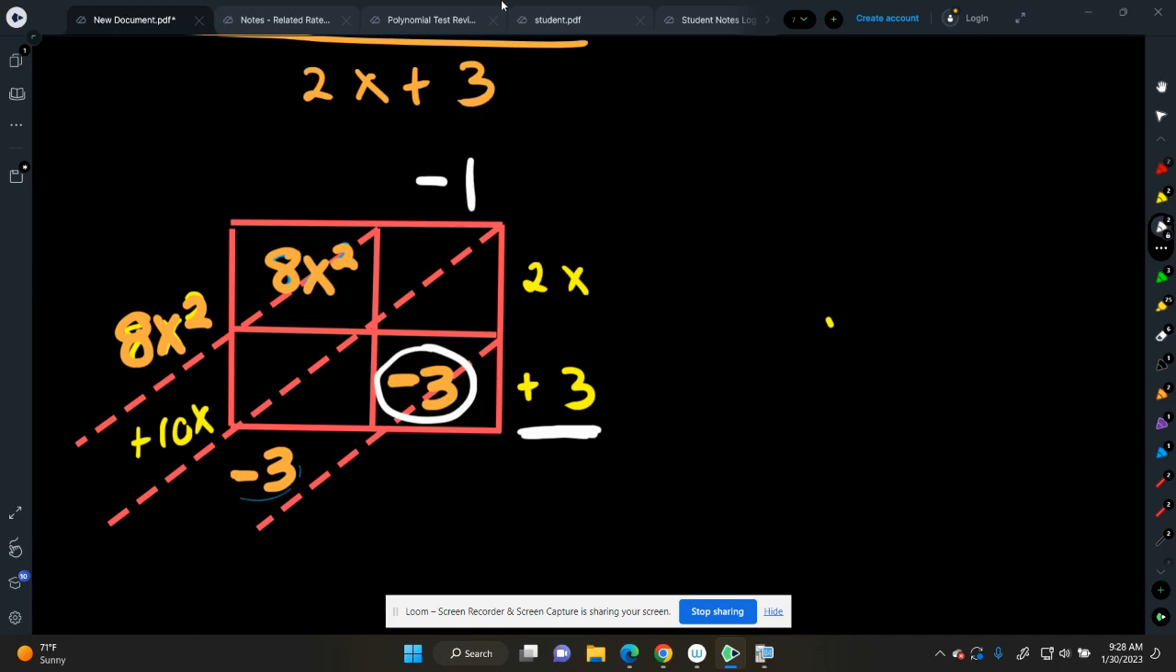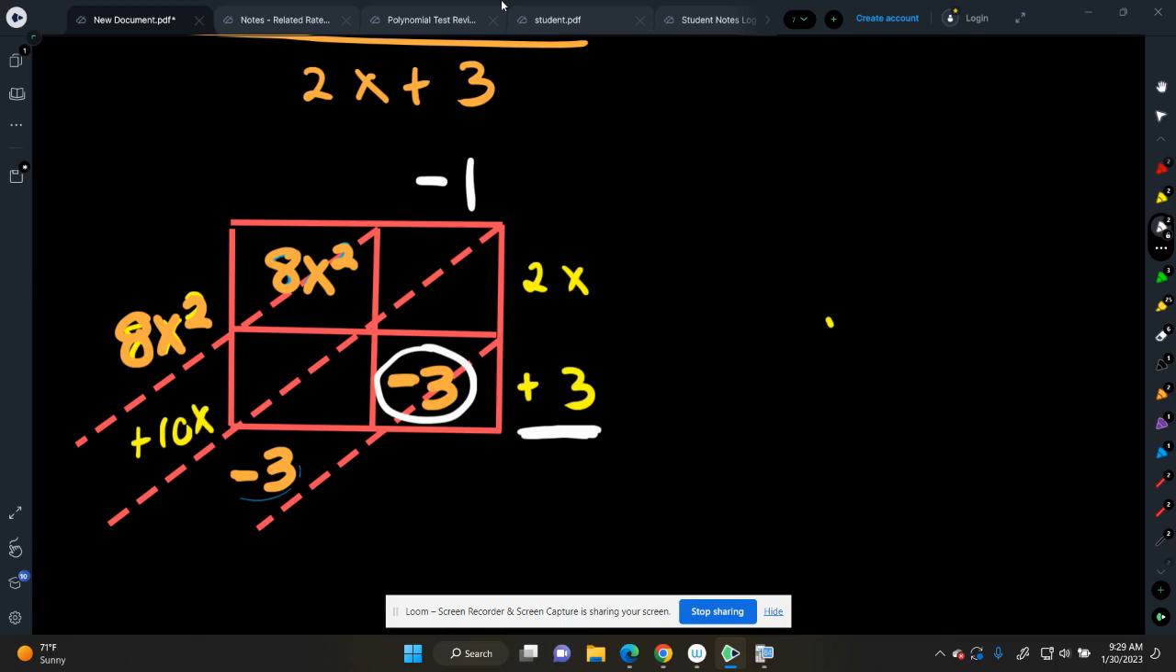Jakaya, how do I know that's a negative 1? Excellent. Good job. Because positive 3 times negative 1 is negative 3. Perfect.